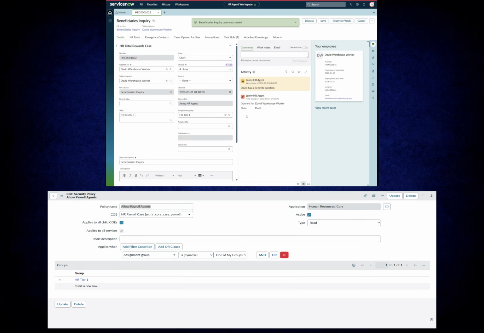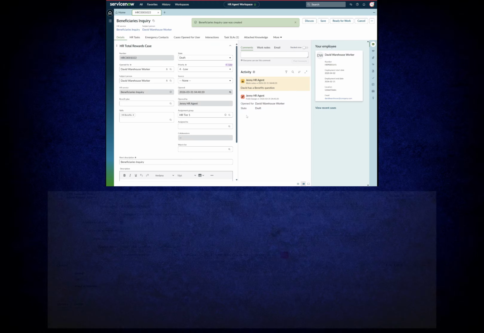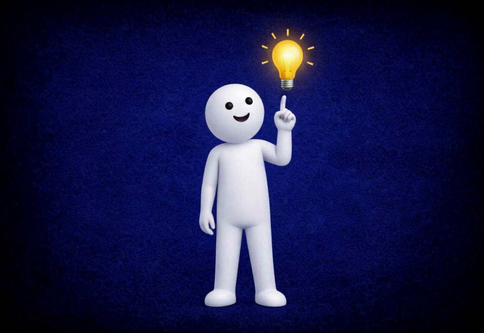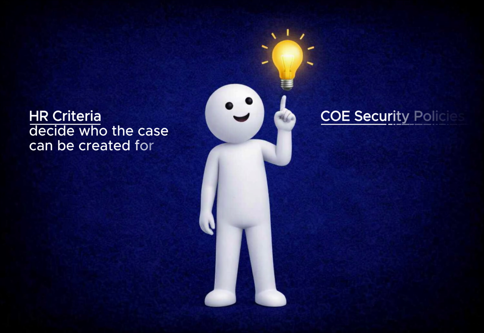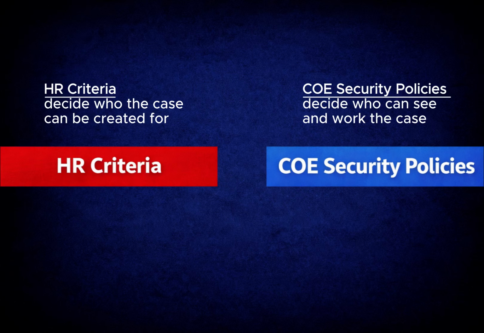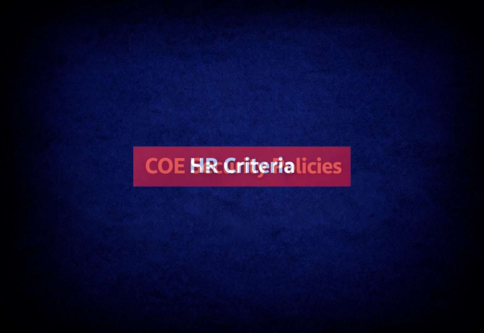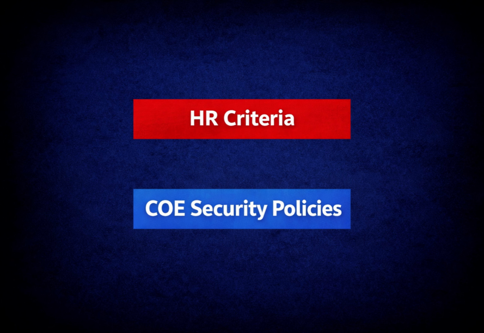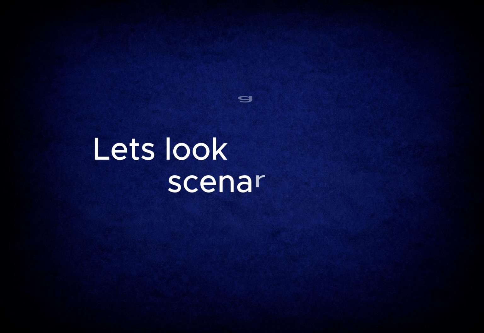So even if a case was created correctly and the employee met all HR criteria, an HR agent like Jenny might still not see it. Think of it this way: HR criteria decide who the case is for. COE security policies decide who can see and work on the case. Two different layers, two different purposes. Mixing them up is a common source of confusion when troubleshooting. Understanding that distinction is critical. But even when you understand that, things can still go wrong. Let's look at another scenario.